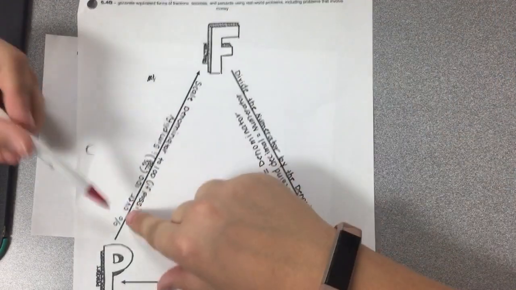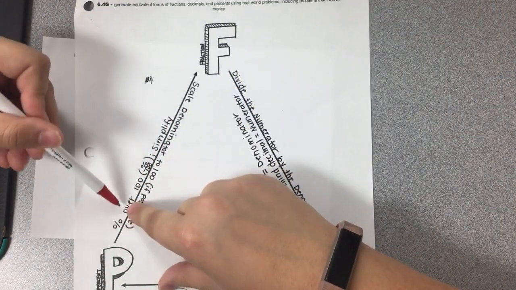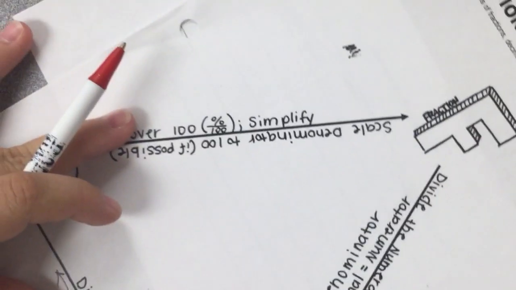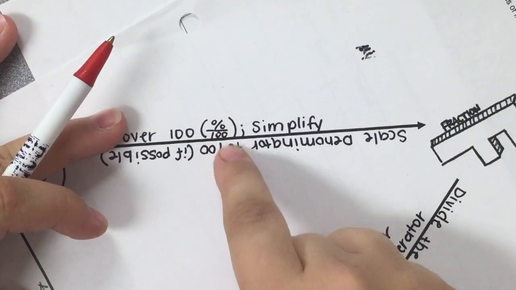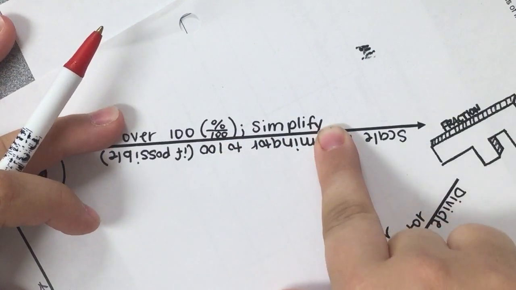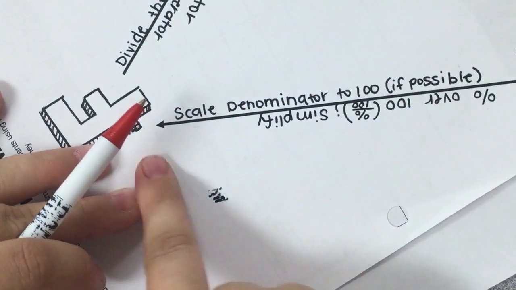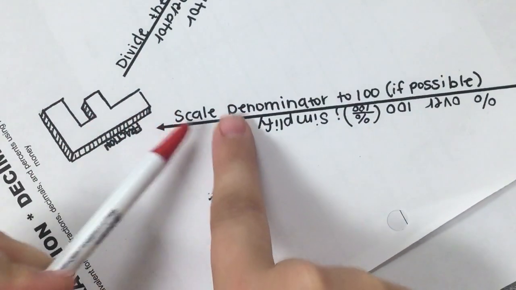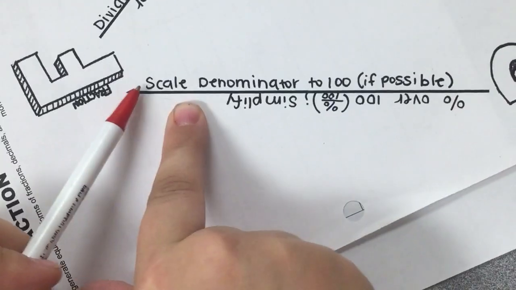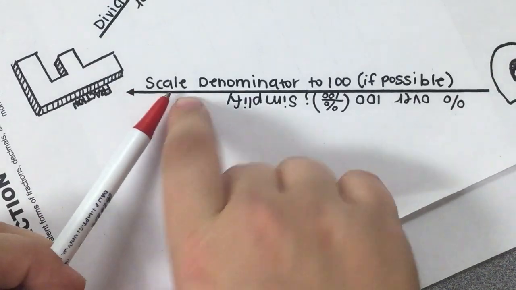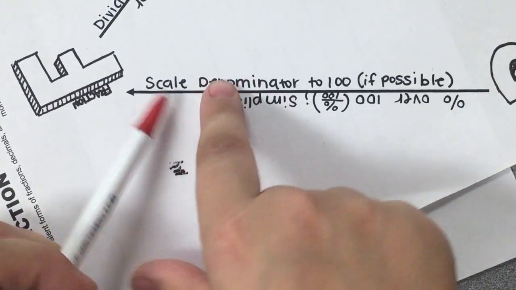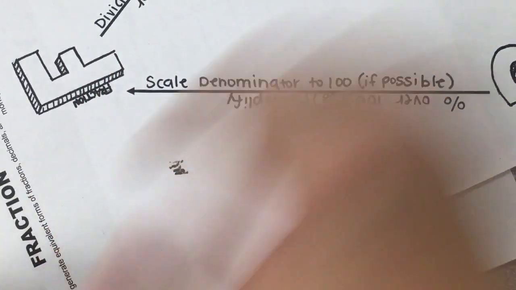Percent to fraction, we're going to place that percent as our numerator over 100. If you need to look a little closer, we have it written here. Percent over 100, and then simplify. If you're going from a fraction to a percent, scale. Now, we talked about scaling yesterday. That's when we looked at that 10 by 10 grid and we wanted to make sure the denominator is 100. So you might need to multiply your denominator in order to get there.